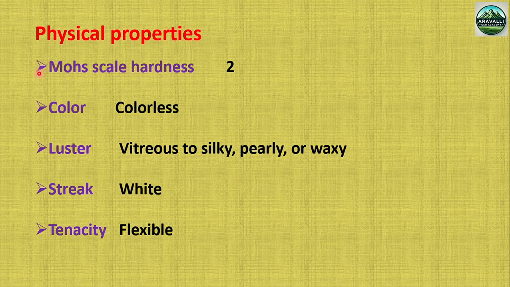Now we are going to discuss physical properties. The Mohs hardness of gypsum is 2. Gypsum is colorless. We know that color depends on the impurity of trace elements, but mostly gypsum is colorless. The lustre of gypsum is vitreous to silky or pearly, or sometimes waxy. The streak of gypsum is white and the tenacity of gypsum is flexible.